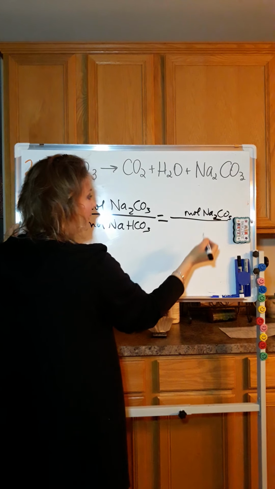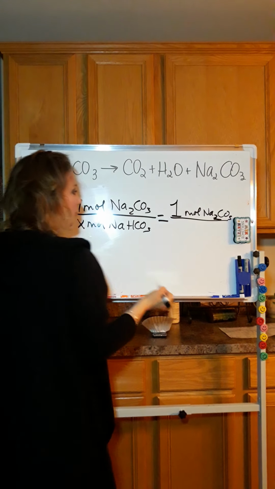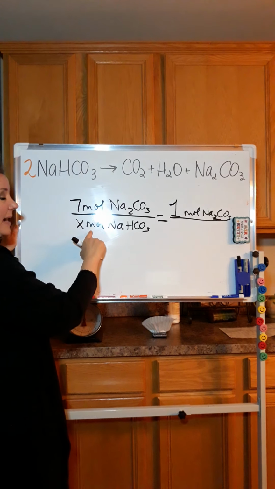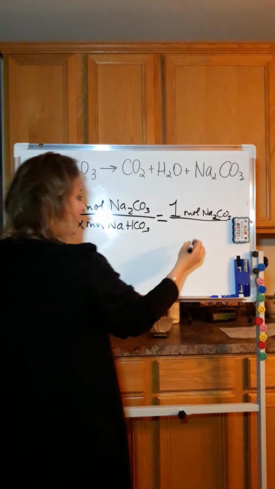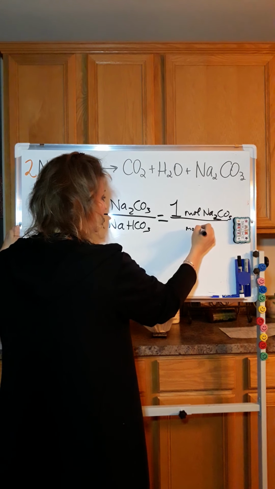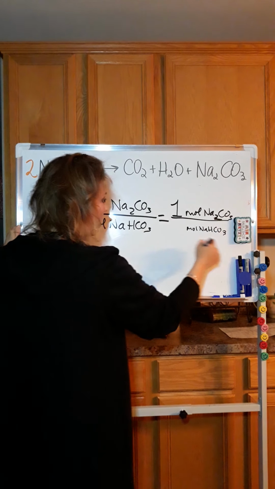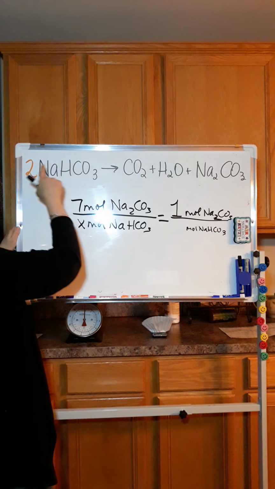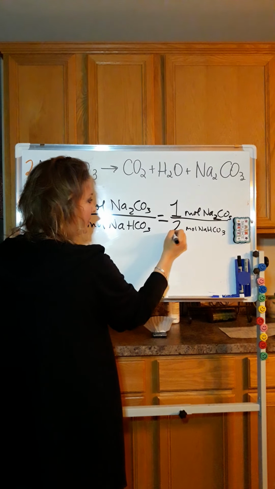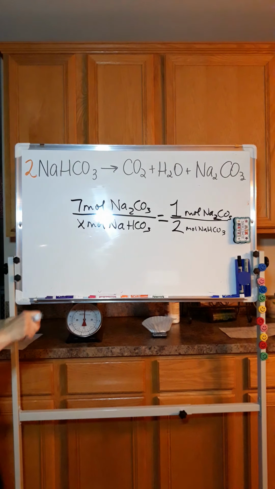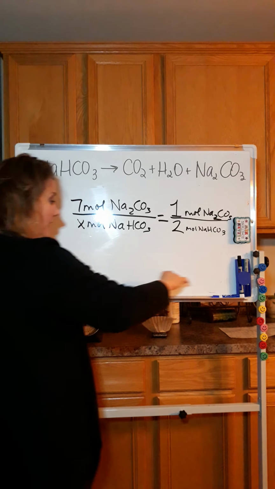What's my coefficient? It's a 1. So I'm going to put a 1 there. On the bottom on the left, I have moles of sodium bicarbonate. So I'm going to put moles of sodium bicarbonate on the right. And now I have to write down my coefficient. Oh, it's a 2. So I'm going to put a 2 here. Awesome. Now I have my proportion all set up.